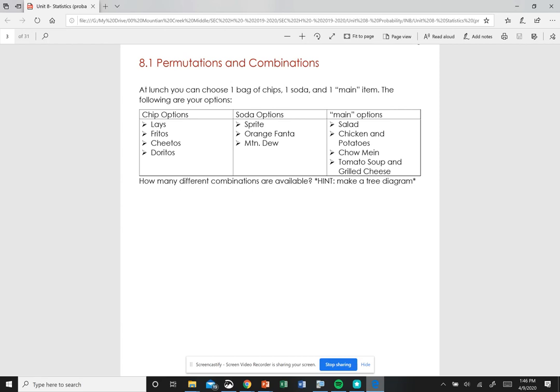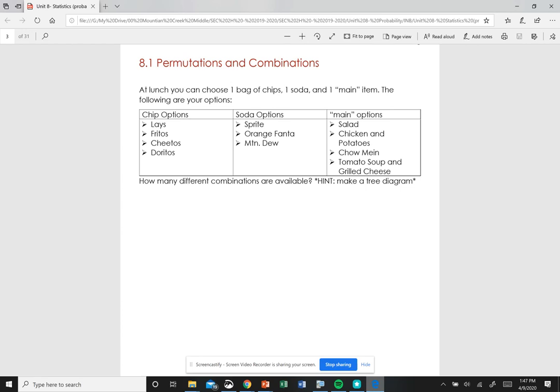You can choose one bag of chips, one soda, and one main item. The following are your options. You've got Lay's, Fritos, Cheetos, and Doritos, only one flavor each. Sprite, Orange Fanta, and Mountain Dew for soda options. And your main options are salad, chicken and potatoes, chow mein, or tomato soup and grilled cheese. Now, you have to pick one of each item. So how many different combinations are available?